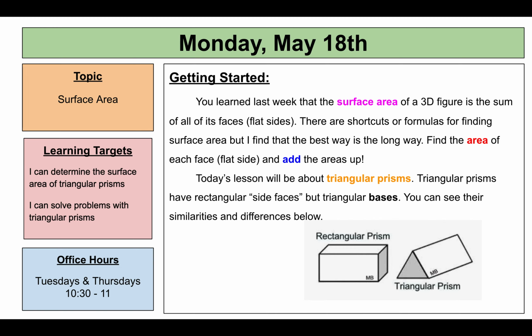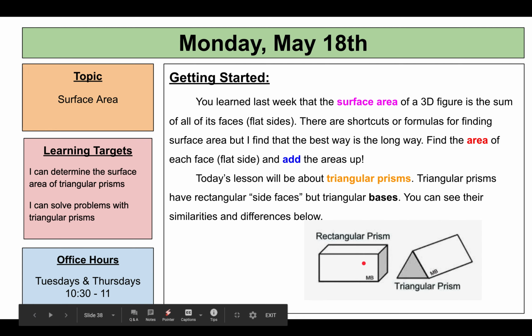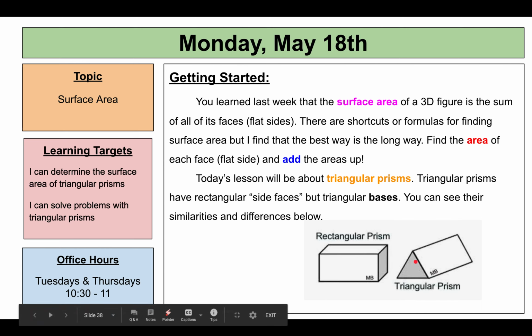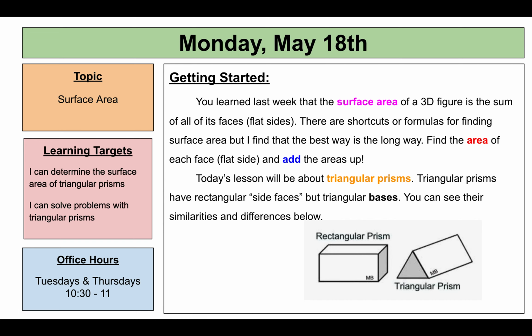Okay? Today's lesson will be about triangular prisms. Triangular prisms have rectangular side faces, but triangular bases. You can see the similarities and differences here in this image. So rectangular prism is what you were working on last week in Miss Kent's lessons. You notice all of the faces are rectangles, okay? All of them. Now come over to a triangular prism. The side faces are certainly rectangles, but look at the front, and you can't see the back, but it would be the same. It's a triangle. So this is going to change very slightly how you find the surface area of a triangular prism, because not all the faces are rectangles.